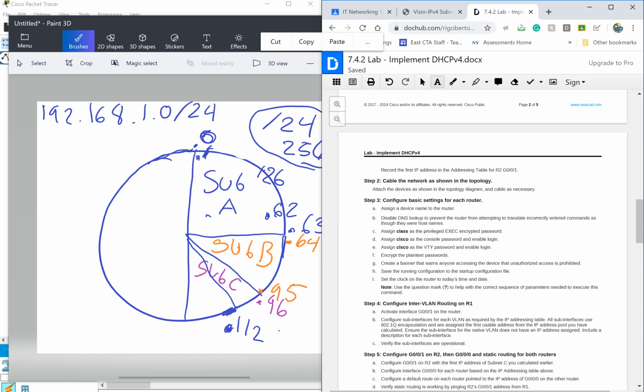Enable secret class, and so on and so forth. You should be able to do that. Create a banner, save running configs.